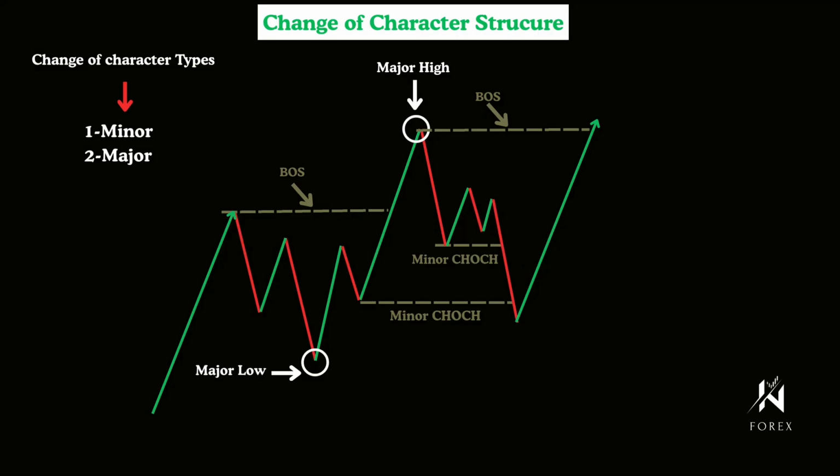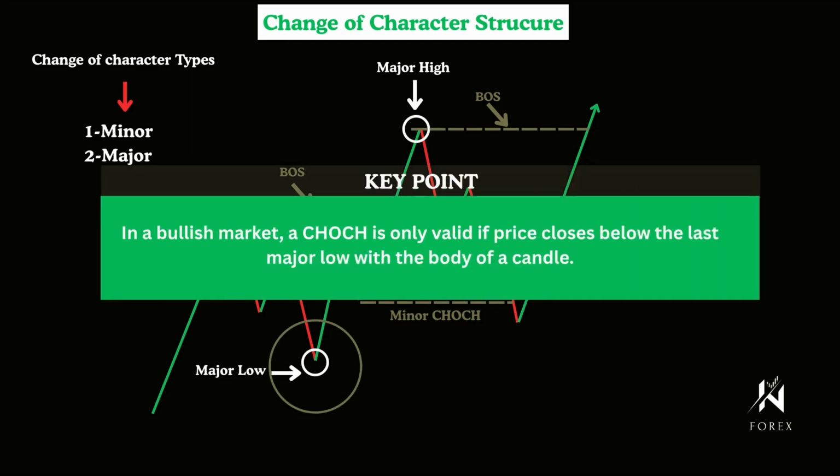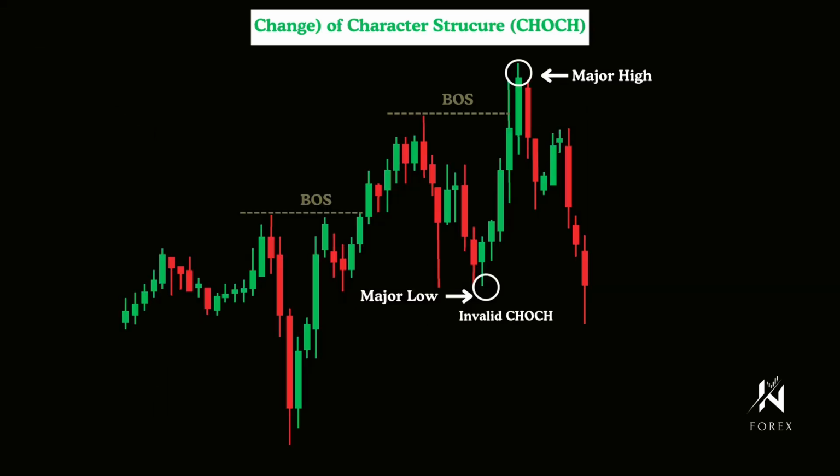Checkmark, confirming a valid change of character. To confirm a valid market structure shift, you need to wait for price to break and close below the last major low that led to the bullish BOS. Only then can we consider it a major CHOCH and a high probability signal of a potential reversal. It's important to emphasize, in a bullish market, a CHOCH is only valid if price closes below the last major low with the body of a candle. If price breaks that level with just a long wick or shadow, but closes within the low's range, the CHOCH is not valid.